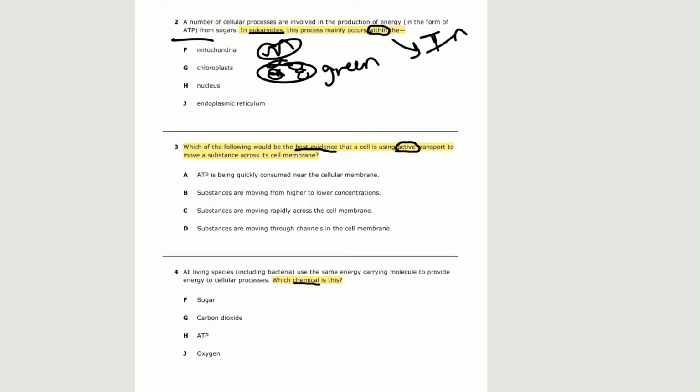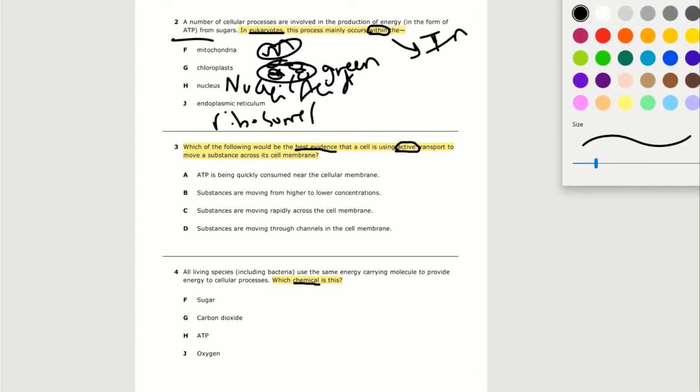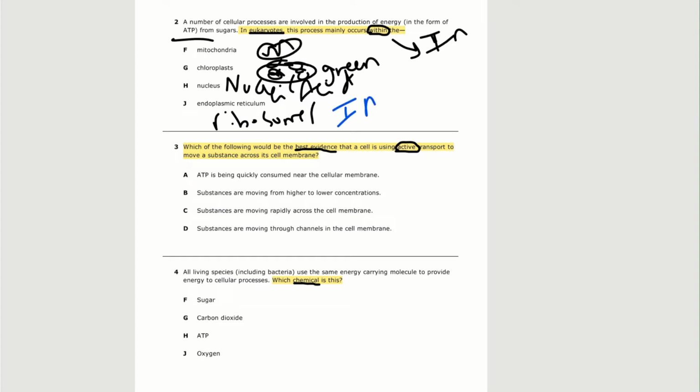No, that's for plants. The nucleus. The nucleus has your nucleic acid. That's not for ATP energy. Endoplasmic reticulum. Remember, you have a smooth and a rough. The rough makes ribosomes. So no, where do you make ATP energy? Mitochondria. I now know ATP energy is in the mighty mitochondria.